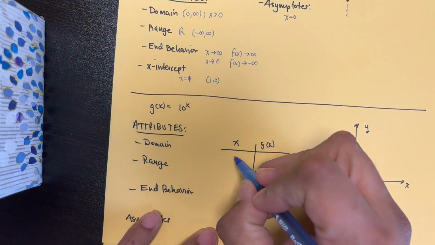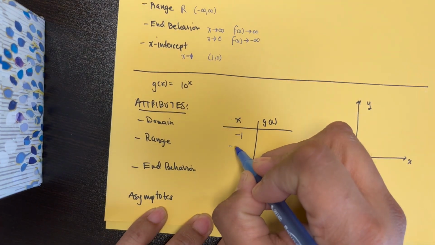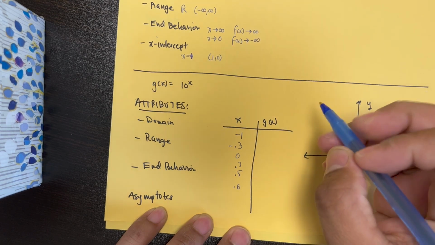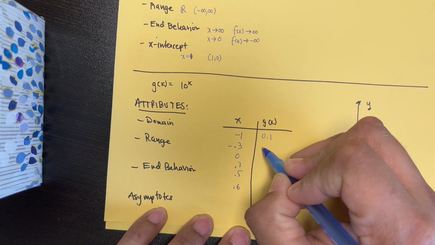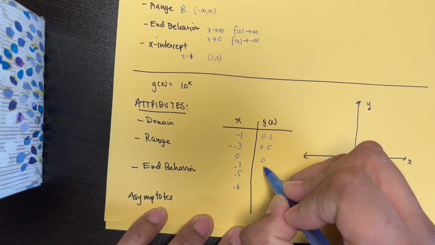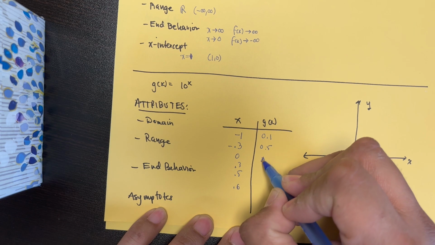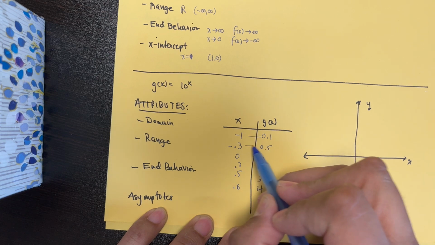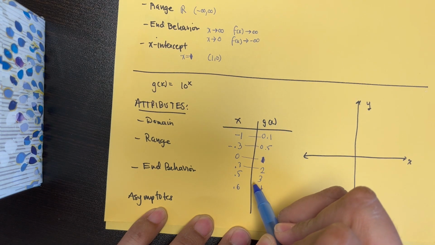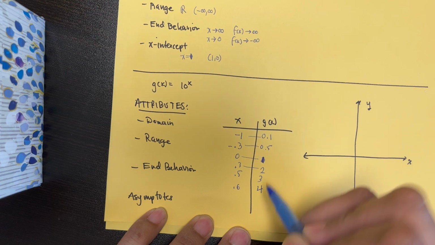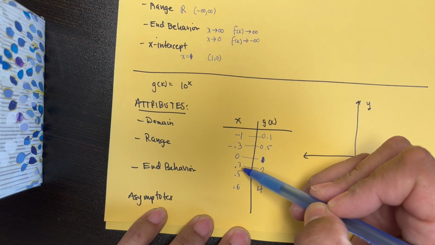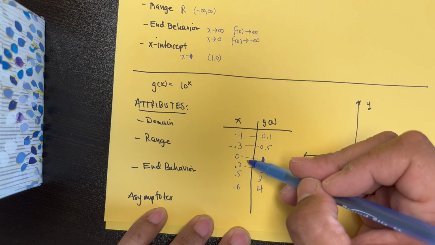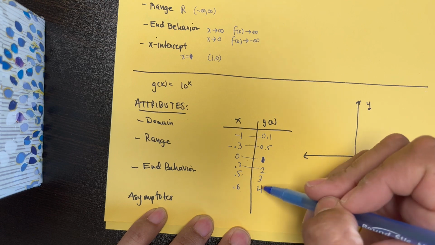So this is going to be -1 here. This is going to be -0.3. This is going to be 0, 0.3, 0.5, 0.6. And this is going to be 0.1, 0.5, 1, 2, 3, and 4. Okay, so this one corresponds with that one, with this one. Did I mess up here somewhere? I missed a number, I believe. So -0.3, 0, 0.3, 0.5, 0.6. Okay, 0.1, 0.5, 1, 2, 3, 4.